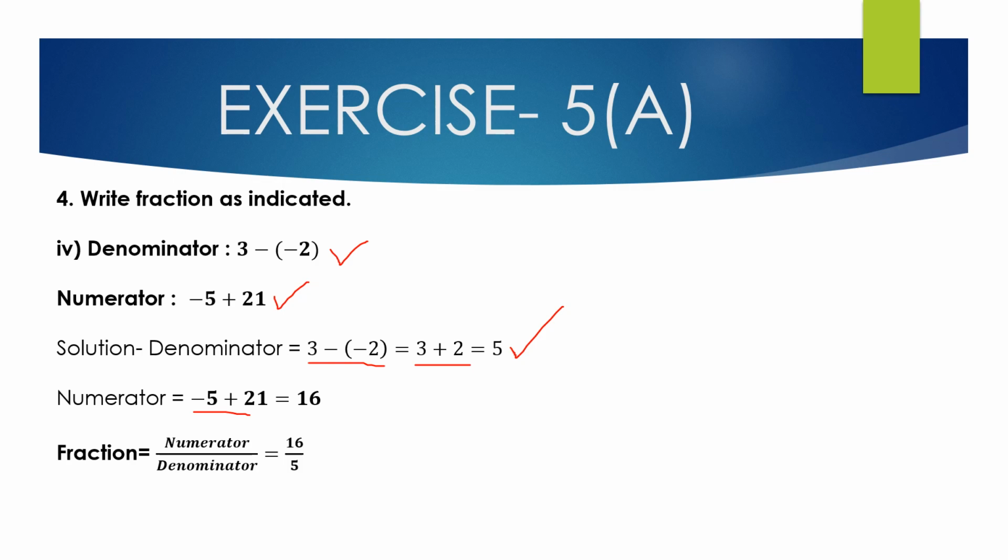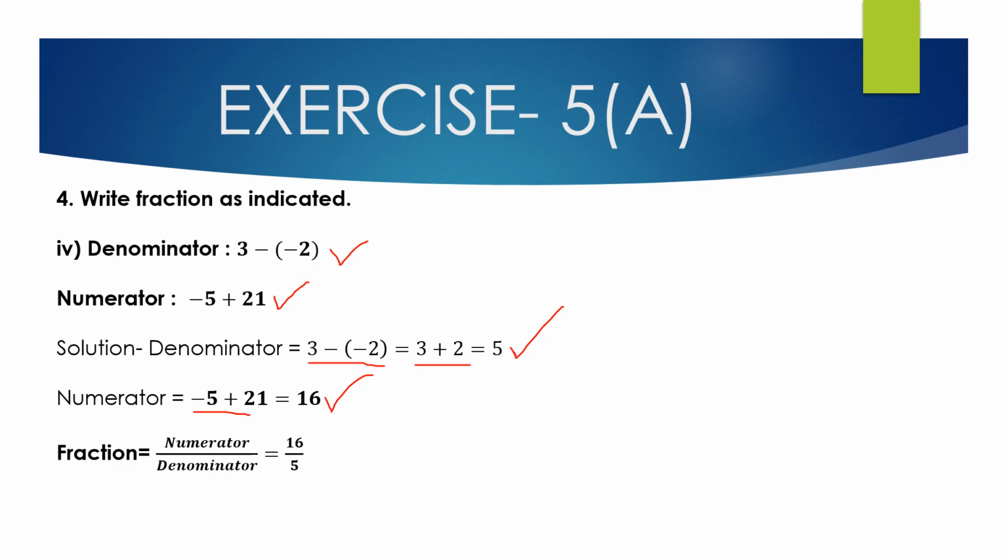The numerator is minus 5 plus 21. Minus 5 plus 21 is 16, as 21 is the bigger number and 5 is the smaller number. So we subtract 21 minus 5 and get 16, and the sign will be that of the bigger number, so we place a positive sign. So we get the numerator is 16.